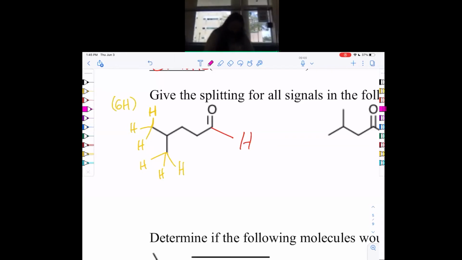Next up, we have 1 hydrogen here, all by itself. Integration is 1. Then we see 2. Then we see, oopsie. Then we see 2. And then we see the lonely red one over here. Any questions on how I counted these signals?